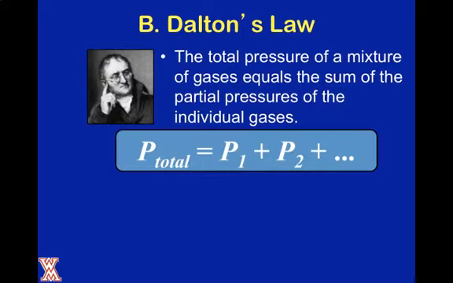It simply states that the total pressure is equal to the sum of all of the partial pressures. Okay, so as we look at the atmosphere that's around us, 78% nitrogen, 21% oxygen, and roughly a percent of various other trace gases.